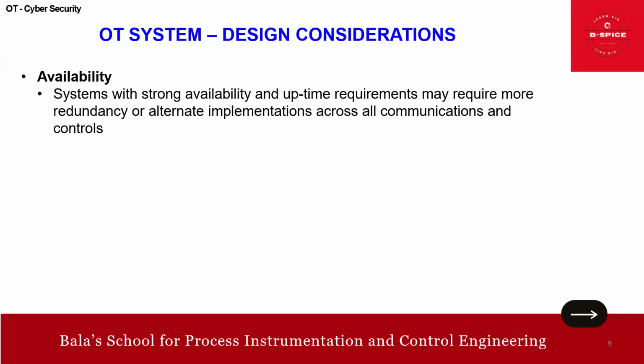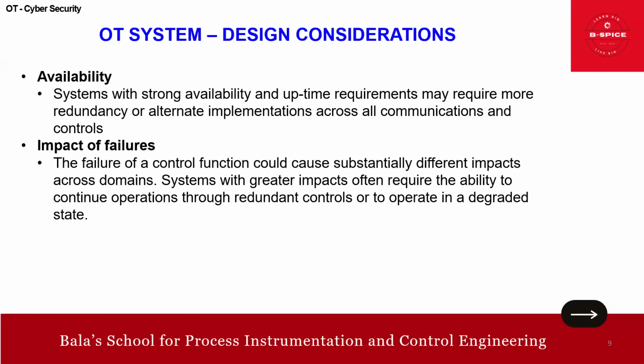Then availability. This is also very important. Systems with strong availability and uptime requirements require more redundancy or alternate implementation across all communication and controls. Then impact of failures. The failure of a control function could cause substantially different impacts across domains. Systems with greater impacts often require the ability to continue operations through redundant controls or to operate in a degraded state. So these are the things I wanted to put forth as part of the design considerations for the OT system.